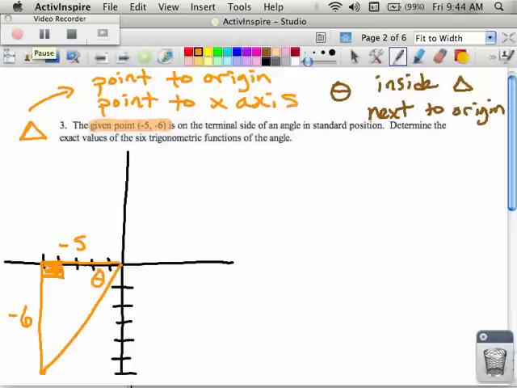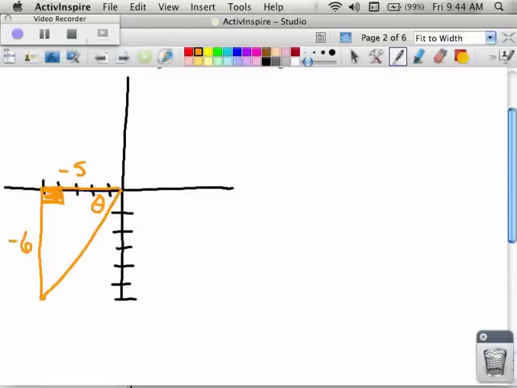I have to use the Pythagorean theorem to find the hypotenuse. I'm just going to tell you what it is. For the sake of time, you can check it later. So 25 and 36 is 61. Take the square root. So this side is the square root of 61.